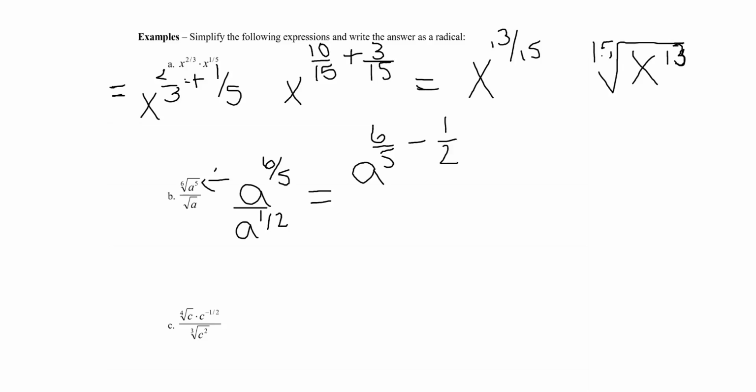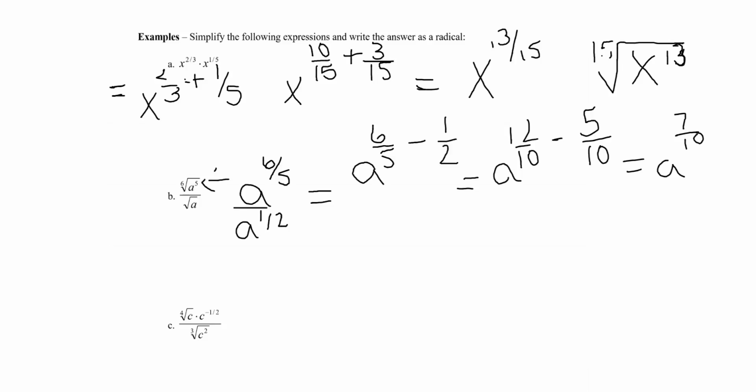Again, I need a common denominator. So my denominator is going to be 10 here. So I will have a, and I can do 5 times 2 to get 10. So 6 times 2 is 12. Minus, and then 2 times 5 is 10. So 1 times 5 is 5. And when we subtract, we get a to the 7/10 power.